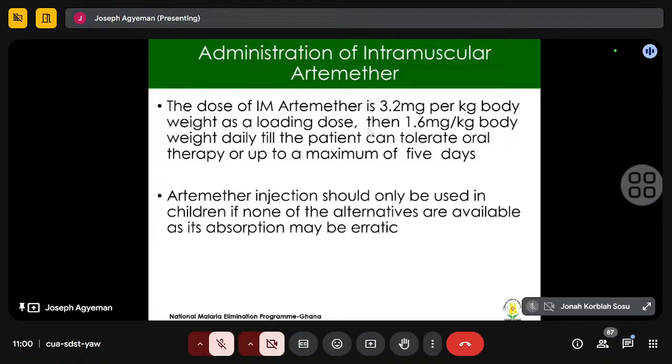This is the main drug we've been abusing for uncomplicated malaria. They always start with the 3.2 milligram IM stat for uncomplicated malaria, and the policy doesn't recommend that. In fact, they specifically state that we should not do any injection in uncomplicated malaria. If you do this, it is once a day. If the patient gets better, then subsequently you switch to the full course.